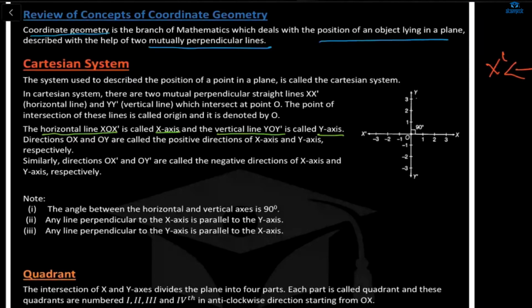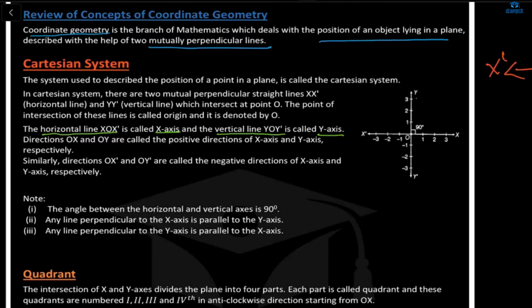Hello, Rudron here. Just quickly, we have just started the coordinate geometry. Now a quick revision of what I have just told. So what is coordinate geometry? Coordinate geometry is a branch of mathematics which helps us tell the position of an object in 2 dimensions, that is, in a plane. In a plane, where the object is lying, the exact position of the object.